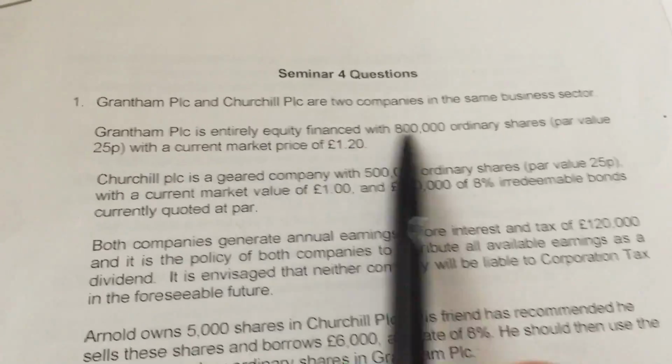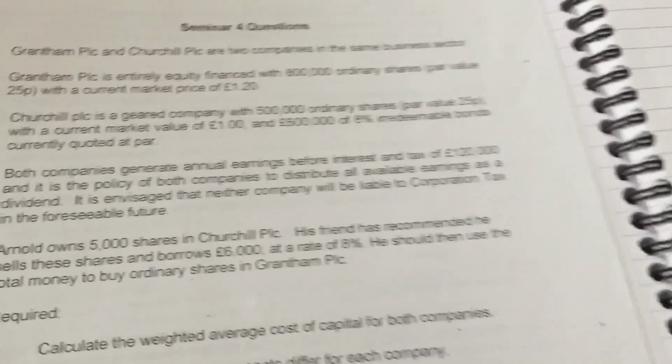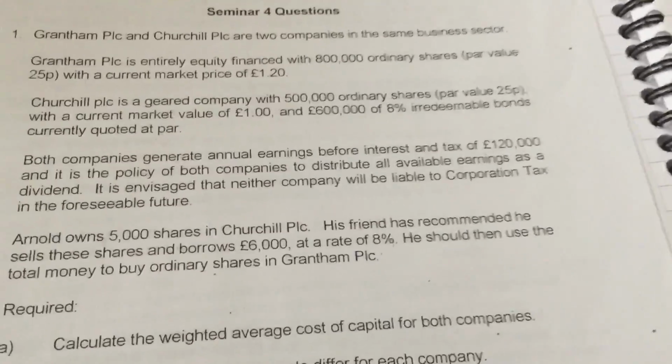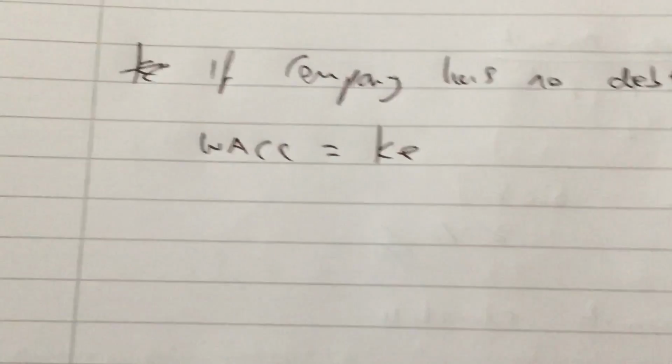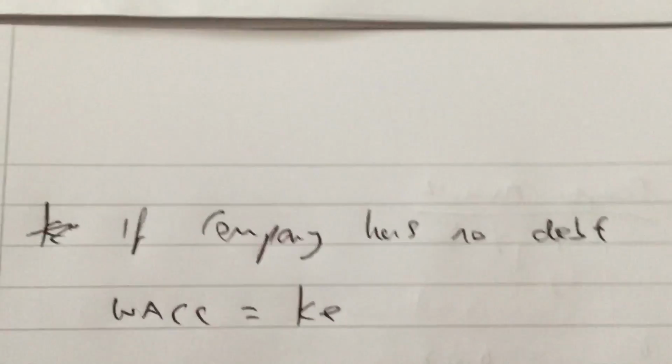So now what we want to look at is Grantham PLC. Grantham PLC is entirely equity financed, so it has no debt. So it has 800,000 shares at a current market price of £1.20. And basically the rule is if the company doesn't have any debt, if the company is entirely equity financed, the weighted average cost of capital equals the cost of equity. So if the company has no debt, the weighted average cost of capital is the same as the cost of equity. So cost of equity, we're looking at Grantham PLC.